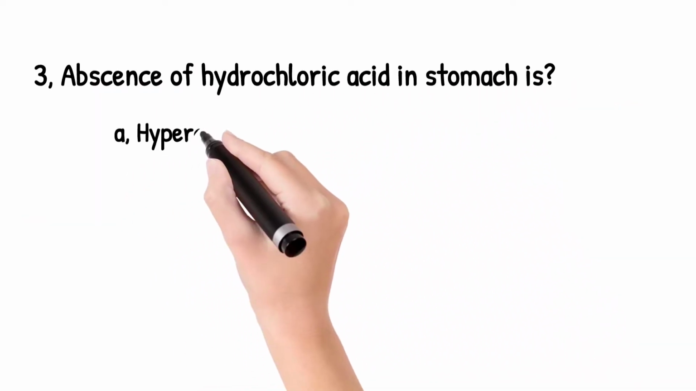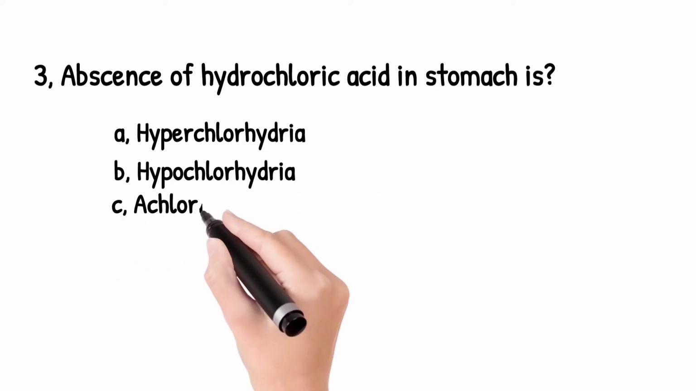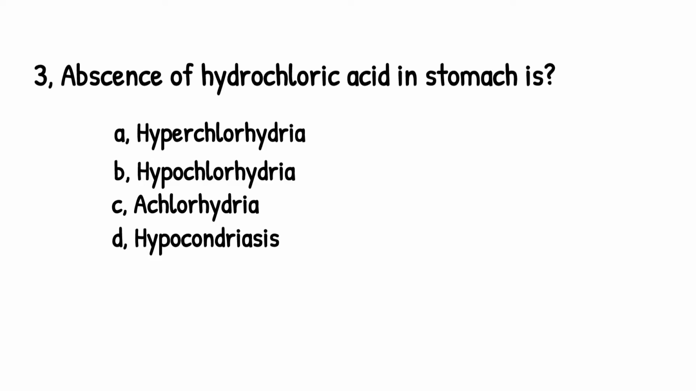Next question. Absence of hydrochloric acid in the stomach is: option A, hyperchlorhydria; option B, hypochlorhydria; option C, achlorhydria; option D, hypochondriasis. The answer is option C, achlorhydria.